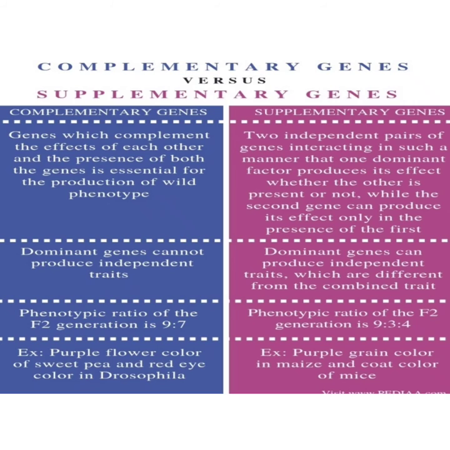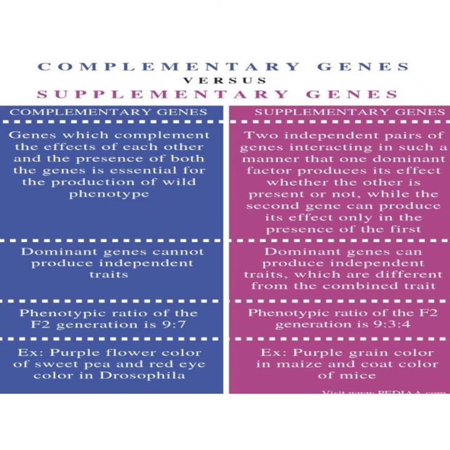Now, what are the differences between the complementary genes and supplementary genes? Complementary genes complement the effects of each other, and the presence of both the genes is essential for the production of the wild phenotype. Whereas in supplementary genes, two independent pairs of genes interact in such a manner that one dominant factor produces its effect whether the other is present or not, while the second gene can produce its effect only in the presence of the first.